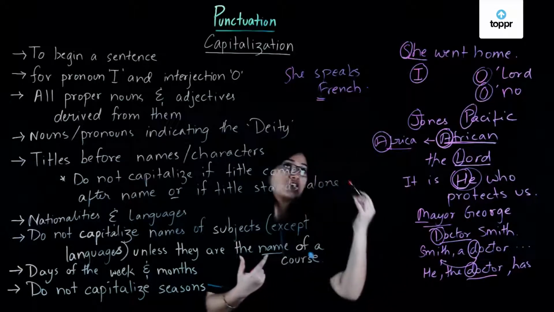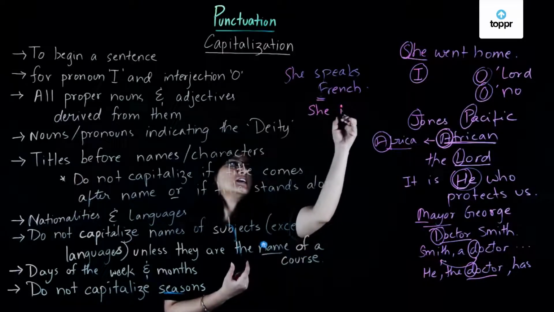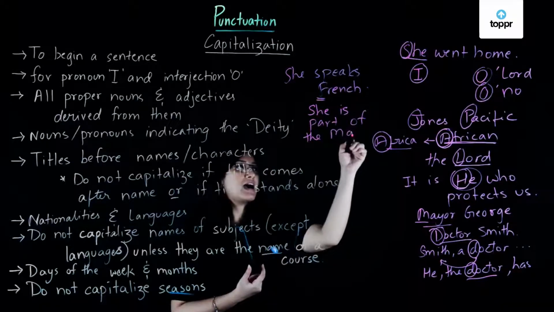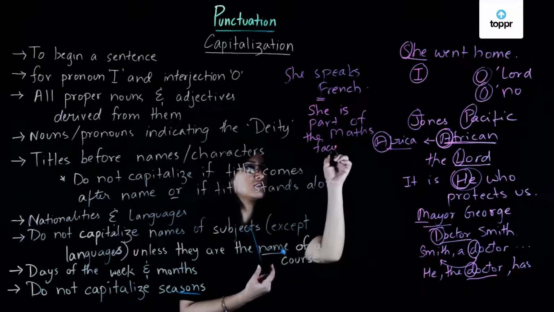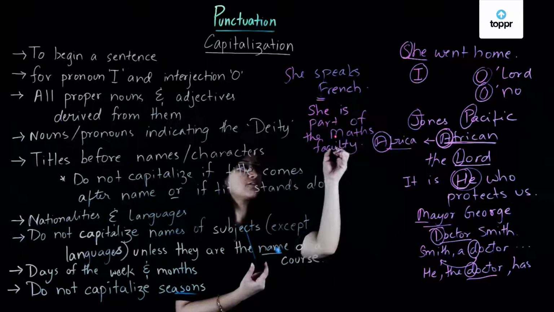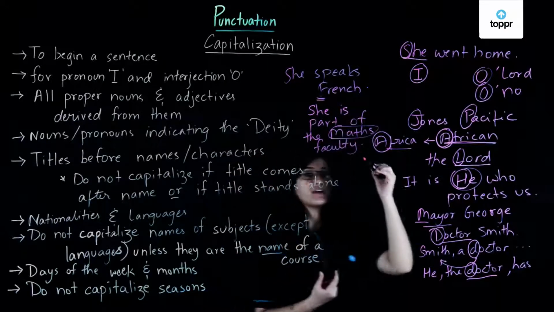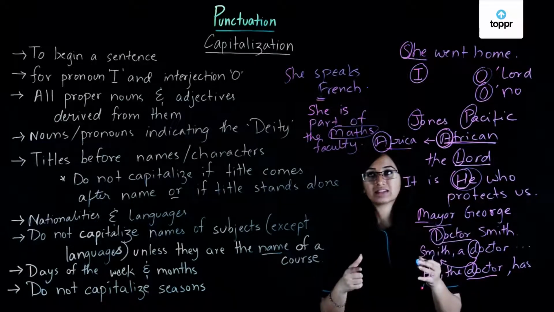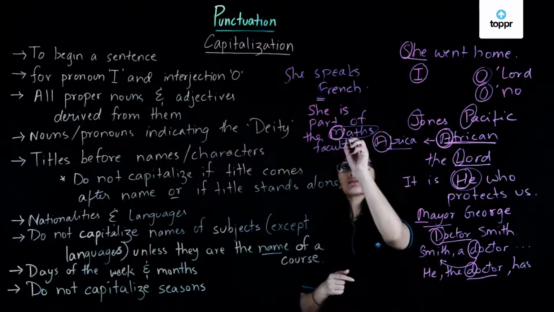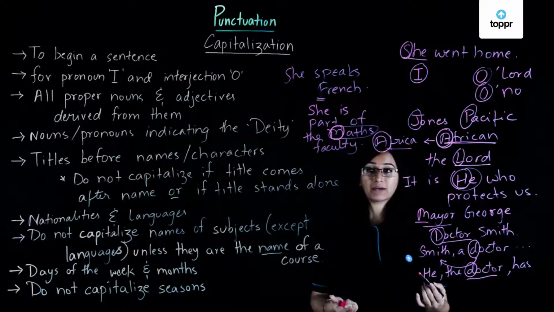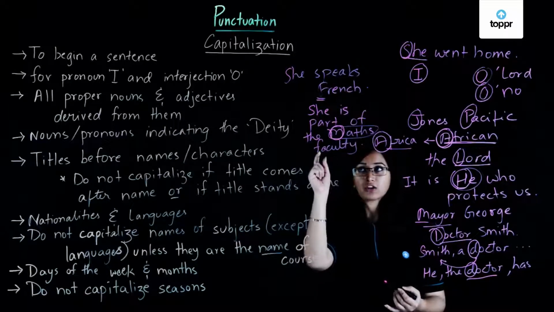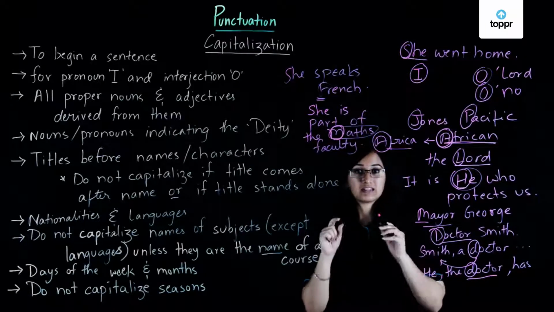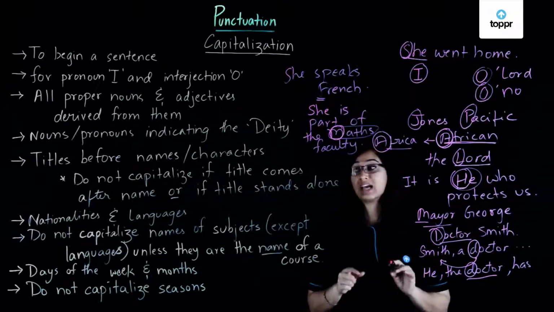So let's take an example: she is part of the maths faculty. Here I have not used the word maths as the name of the department, but just as the term maths. So here I will keep it in a small case letter and not as a capital letter. However, if I say she is part of the Department of Mathematics, I would then use a capital letter for the Department of Mathematics. The M will then be capitalized.